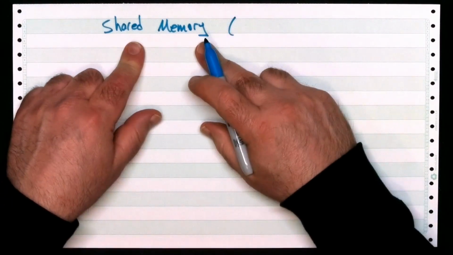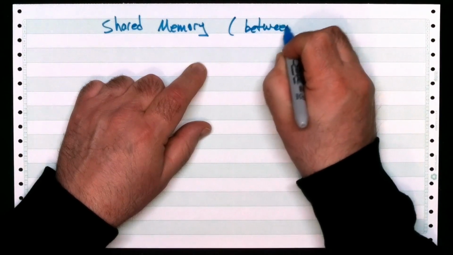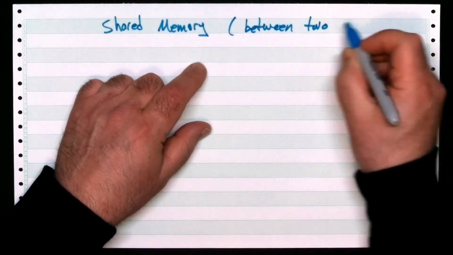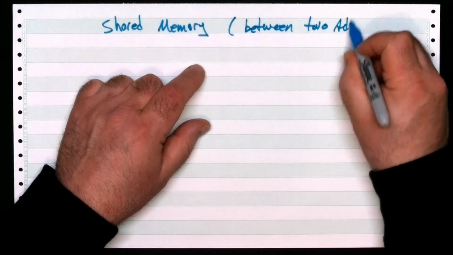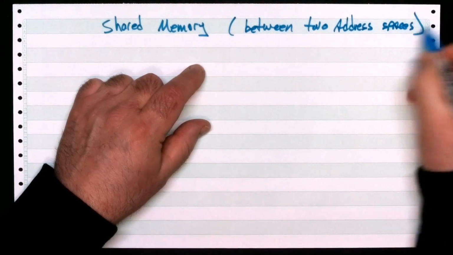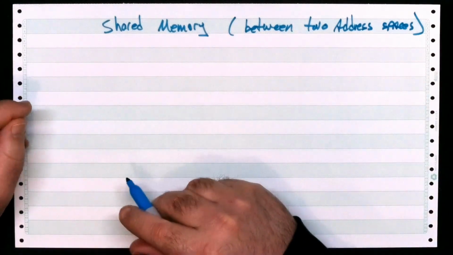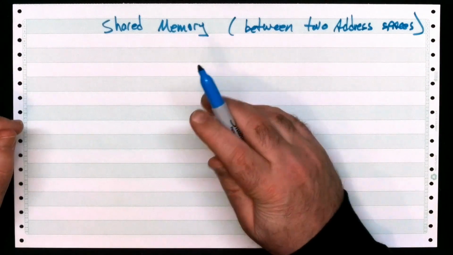That means that you have memory that is shared between two address spaces. Okay, now what the heck does that mean? Well, let's start with a simple example.